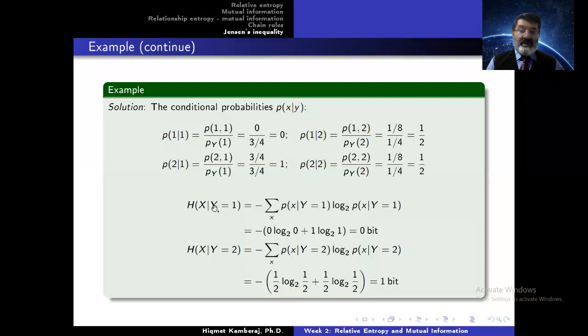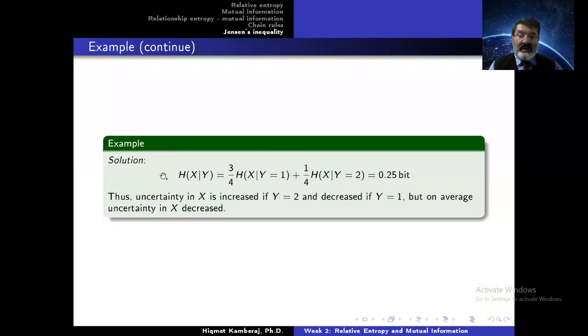Then h of x given y equal to 1 is equal to minus sum over all x of p of x given y equal to 1 log with base 2 of p of x given y equal to 1, which is equal to minus 0 times log with base 2 of 0 plus 1 log with base 2 of 1, which is 0 bit. And h of x given y equal to 2 is equal to minus sum over all x of p of x given y equal to 2 log with base 2 of p of x given y equal to 2. This is equal to minus 1 over 2 log with base 2 of 1 over 2 plus 1 over 2 log with base 2 of 1 over 2, which is 1 bit.